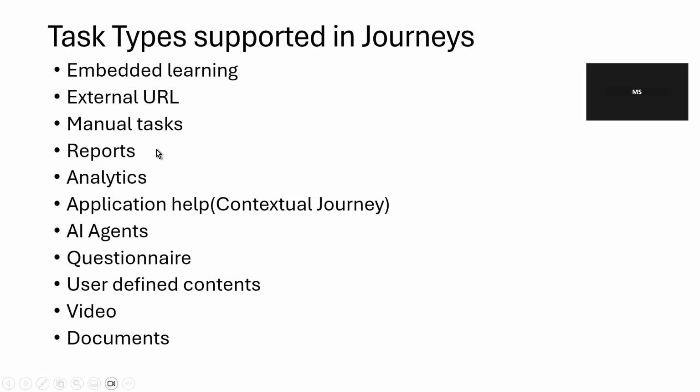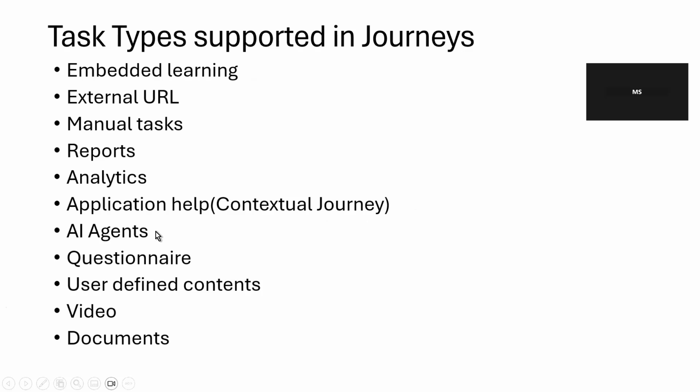Reports is adding and embedding BI reports. Analytics is the BI reports that they add. Application help is, like I said, based on the context of what we do. On that, the contextual journey gets to the AI agents, that is, we are deploying or at least closely working to get the AI features. So they have embedded the AI agents.